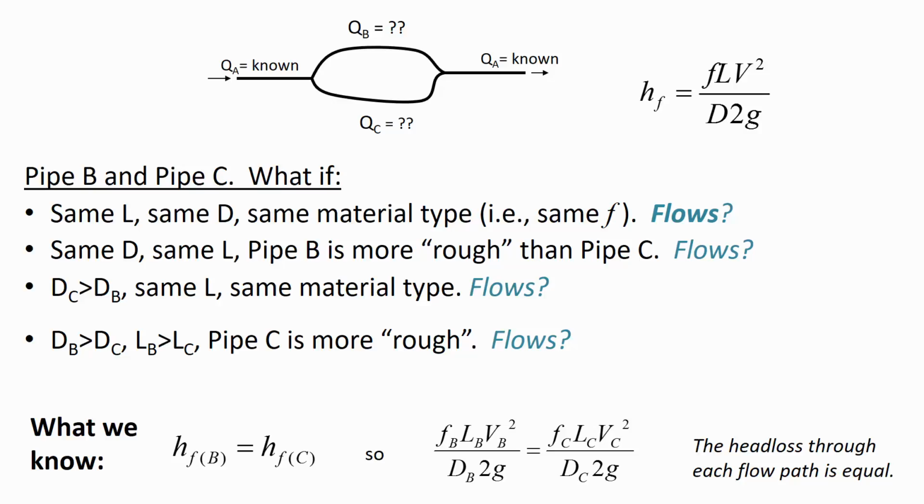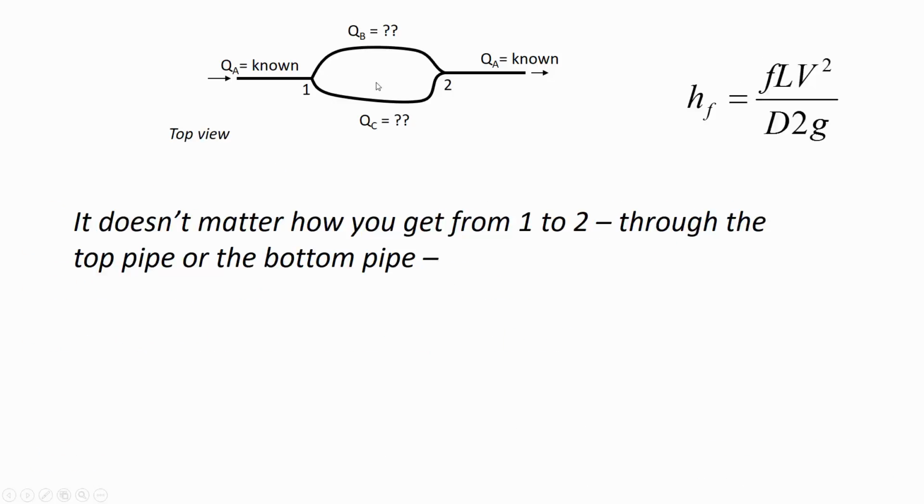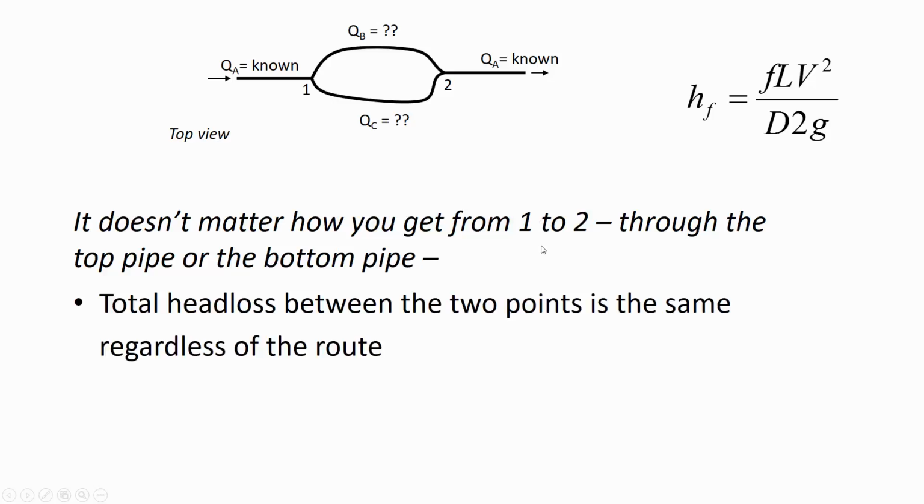Okay. So our big ideas so far are the continuity equation and that energy is equal. Think of it this way. You couldn't have 100 meters of head at this junction and go through one pipe and end up at 90 meters of head, and then go through the other pipe and end up at 80 meters of head. When you get to the junction, they have to have the same amount of energy, regardless of which path you took. It doesn't matter how you get from 1 to 2, the head loss between the 2 points is the same. Can you tell I've given this lecture before?